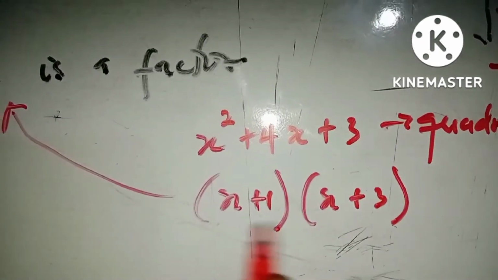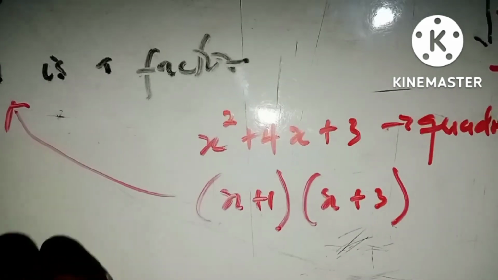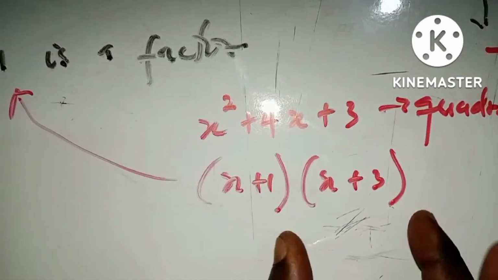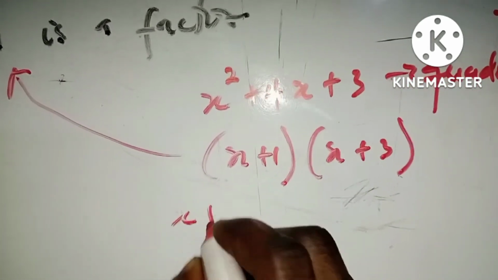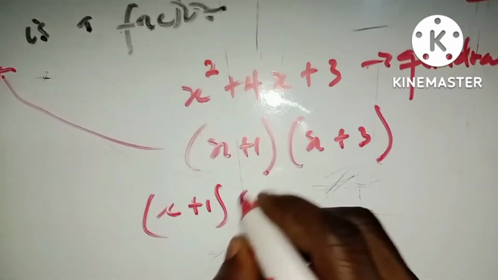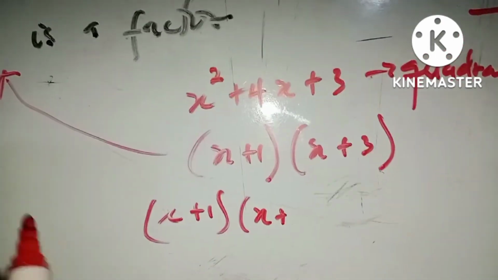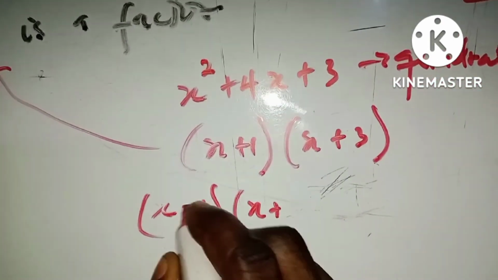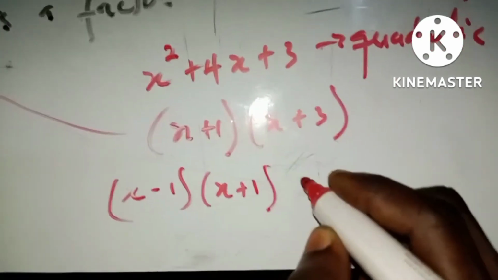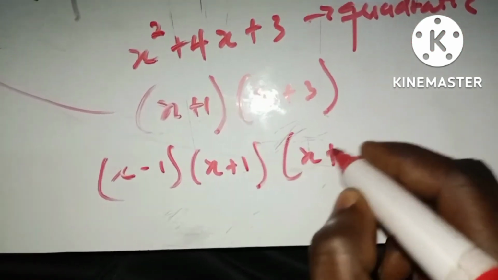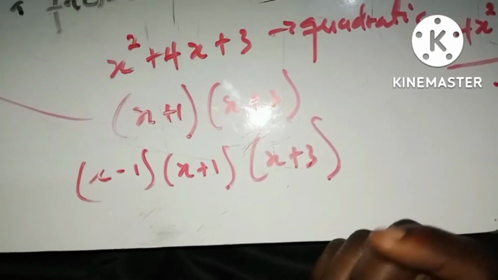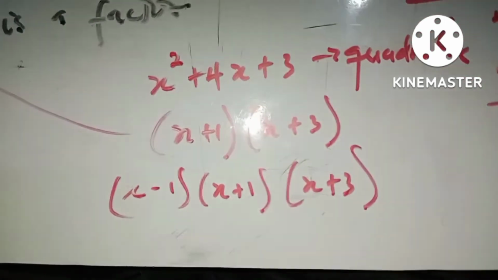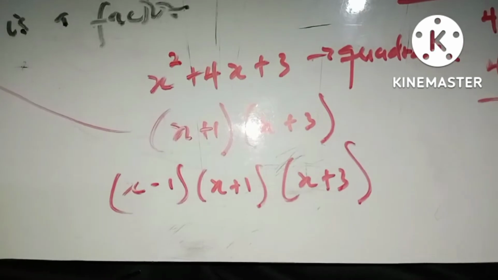So in all, we are having what? You add this factor to these two factors. In all, we are going to have three different factors. So these factors are x minus 1 and then x plus 1, and then finally you have x plus 3. These are the factors of the polynomial. And then the question is demanding of us to find the zeros of this polynomial.